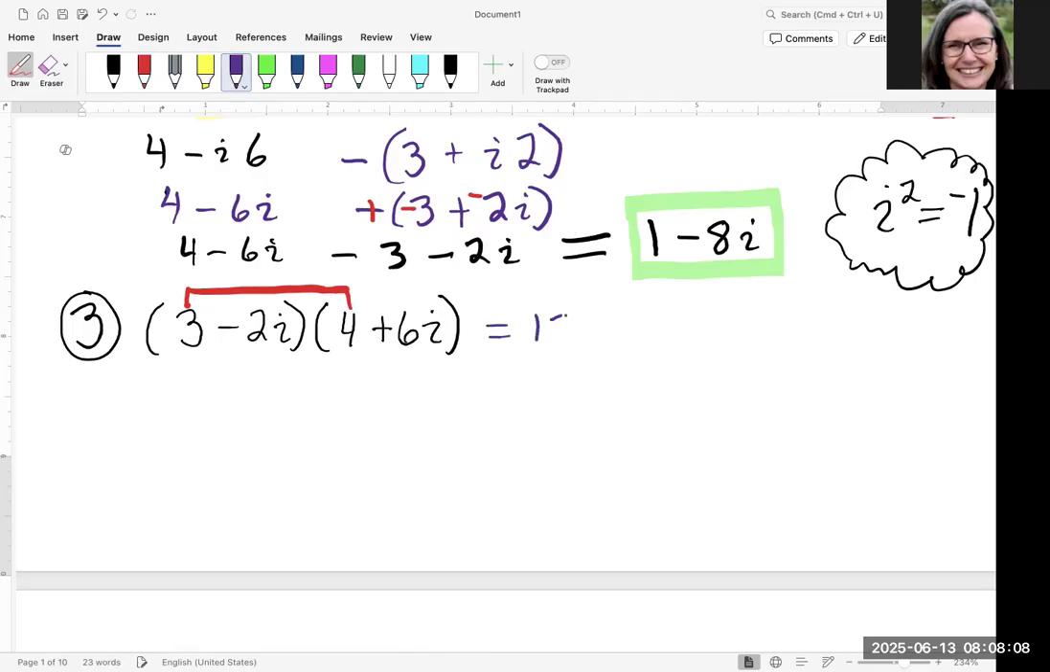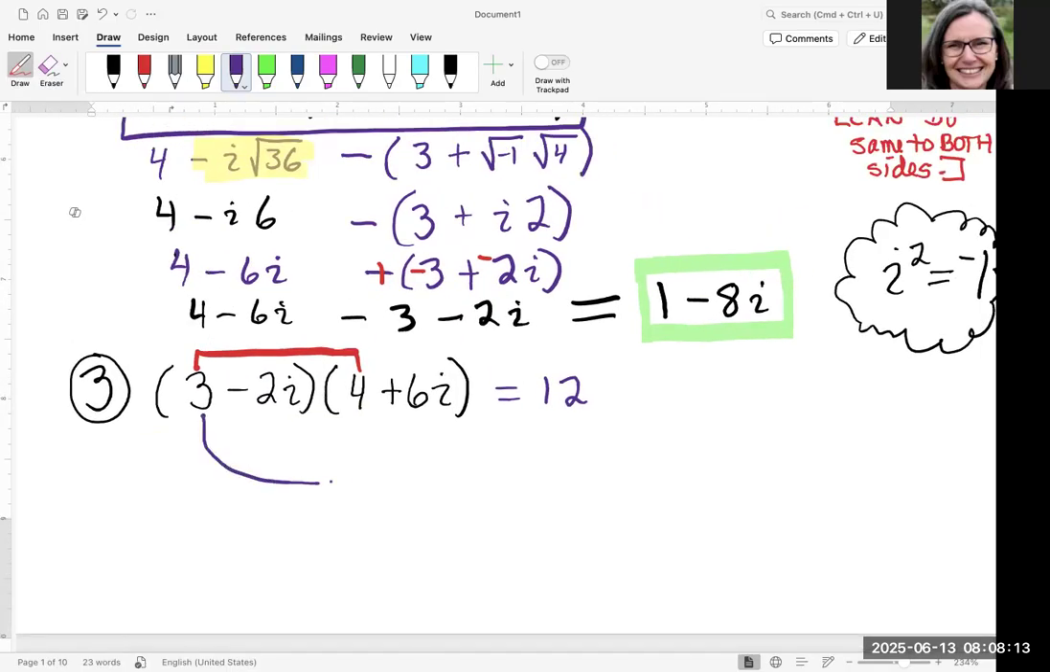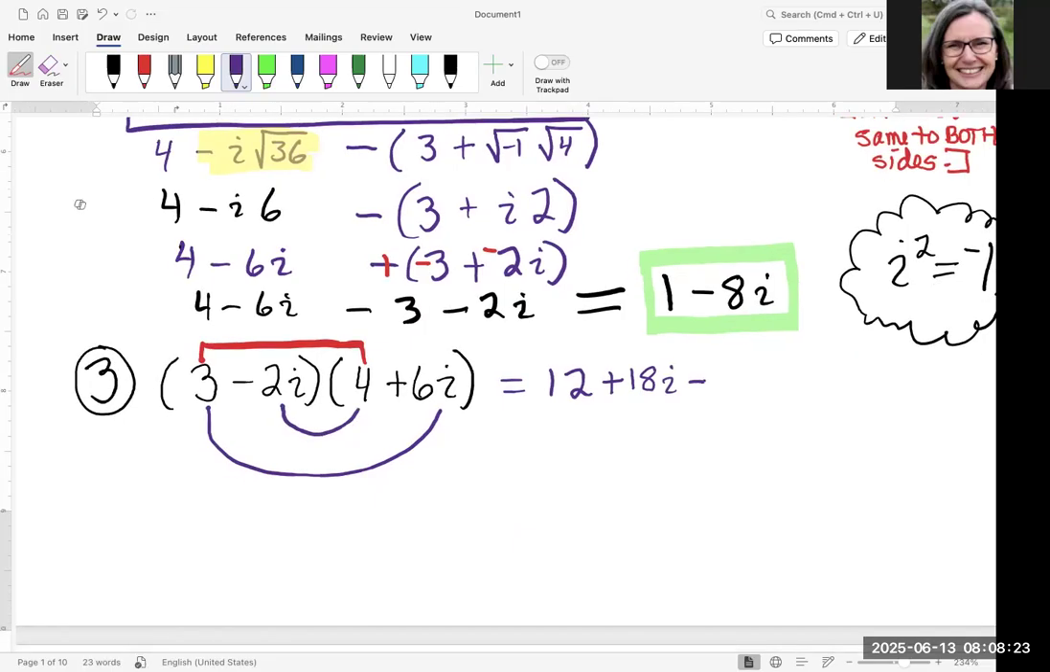3 times 4 is 12. 3 times a positive 6i is 18i. 3 times 6 times i. -2 times i times 4 is -8i. My last term, -2i times positive 6i. Negative times positive is negative. 6 times 2 is 12. i times i is i squared.